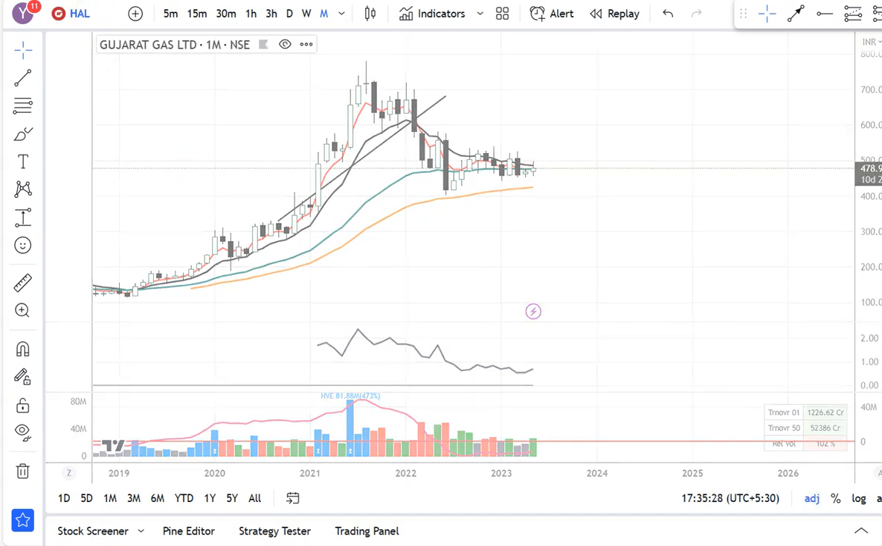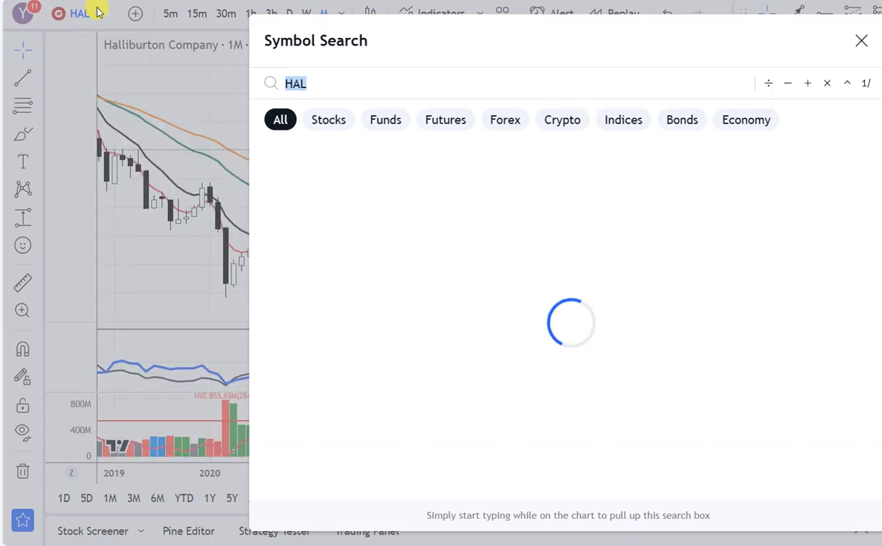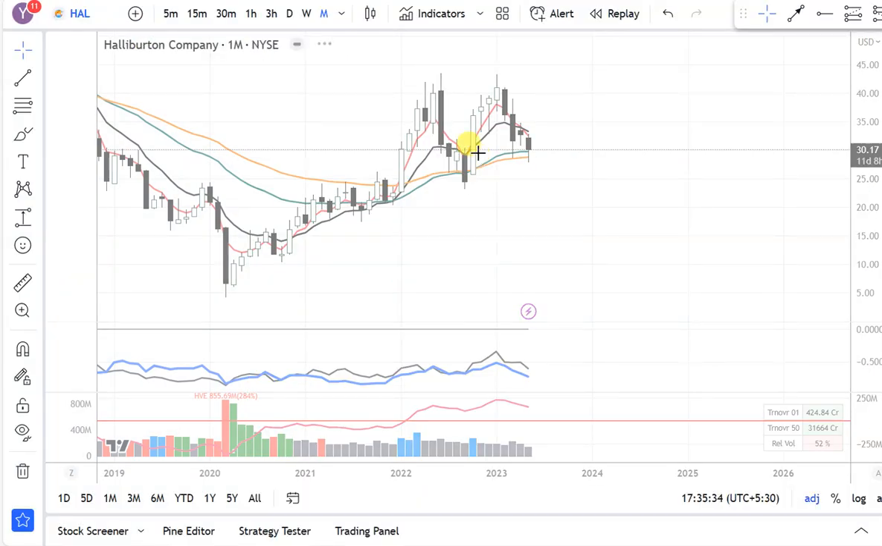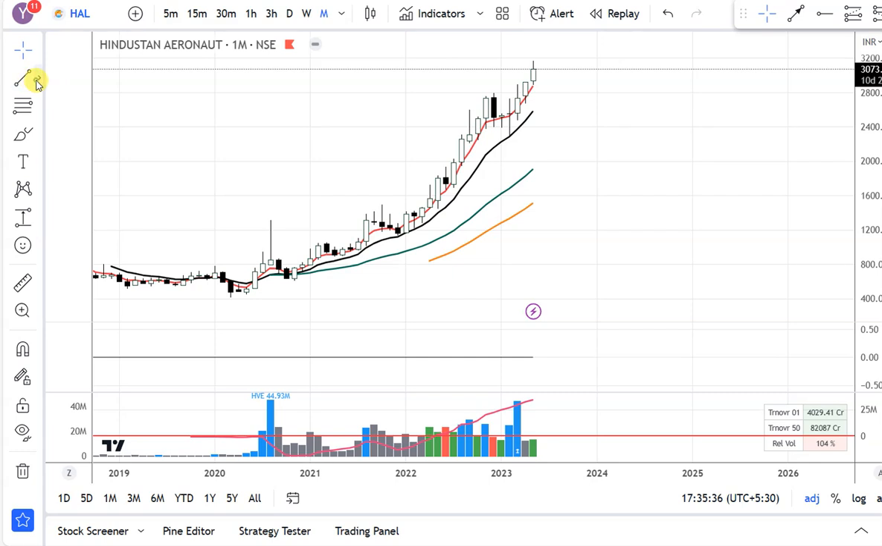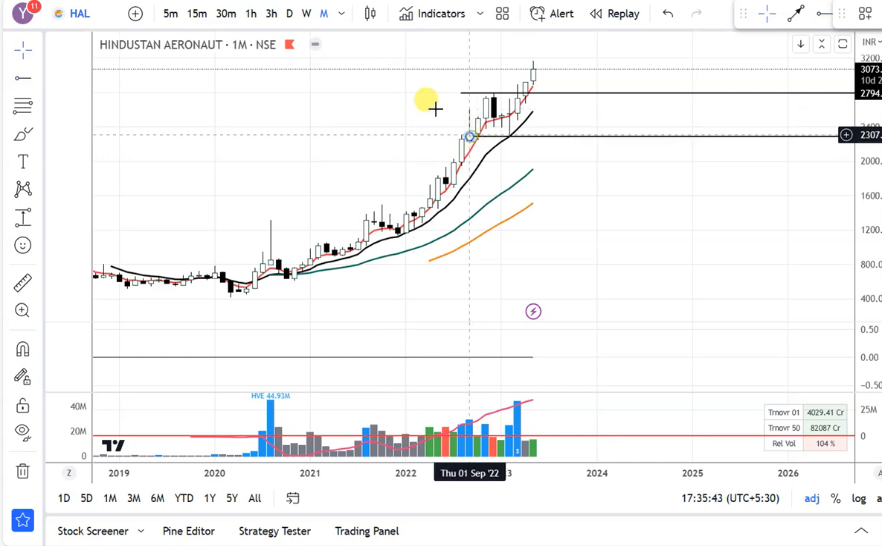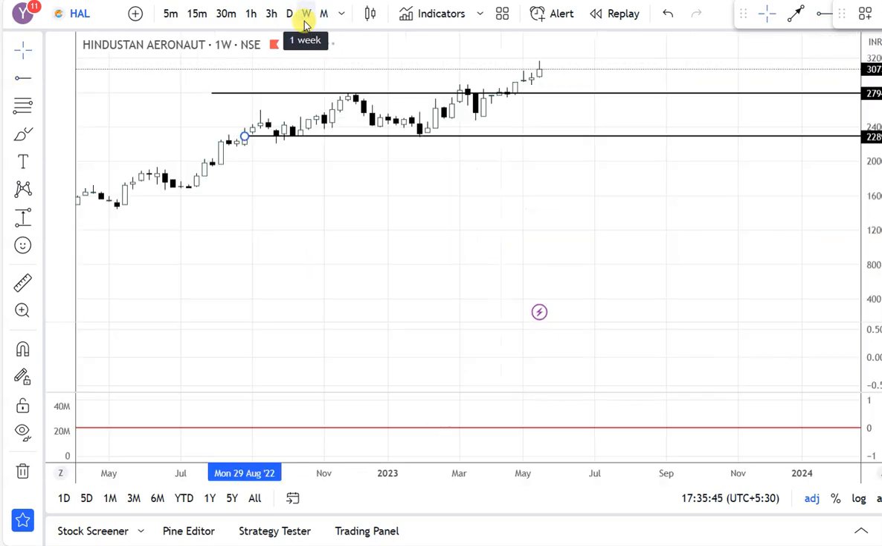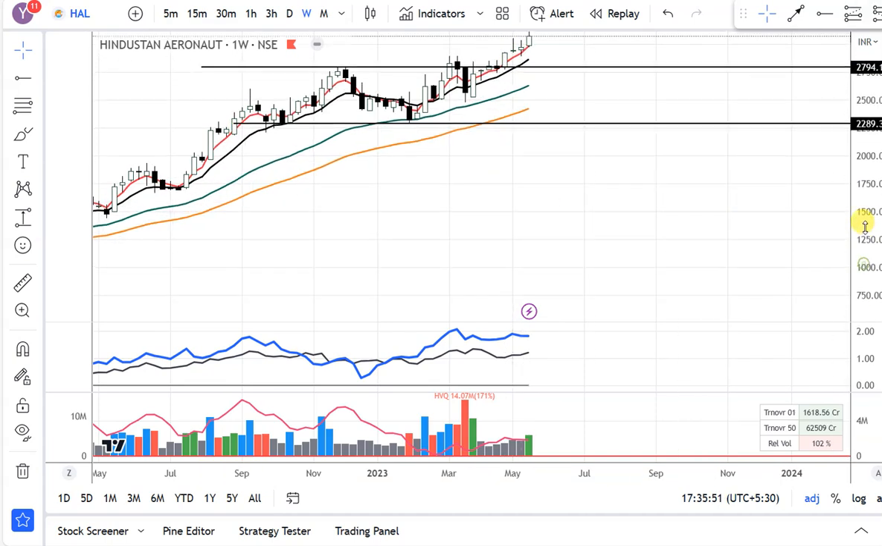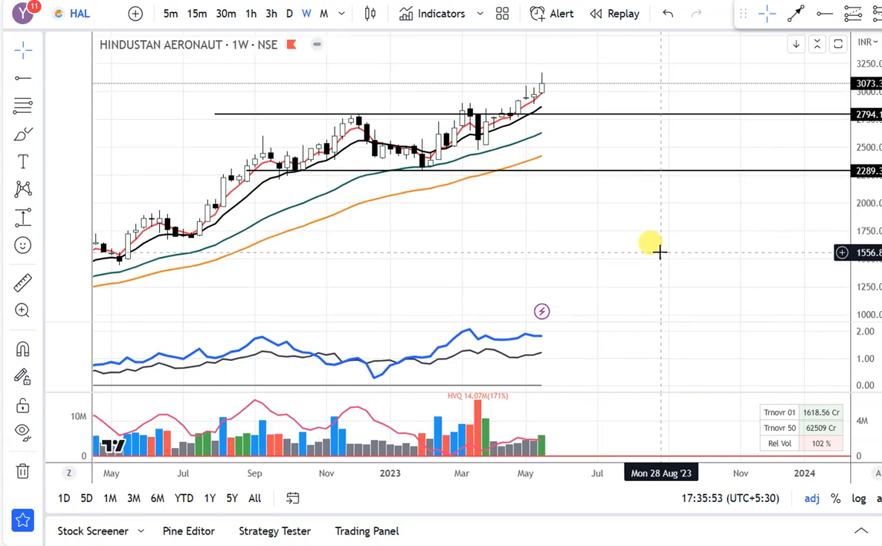Now Hindustan Aromatic has given a wonderful breakout in this area. This is the sideways area. In the weekly time frame, the candles are not forming strong. When the candles are not forming strong, that means the stock is either showing some pressure to us, or there is a lack of momentum or clarity in the investors.